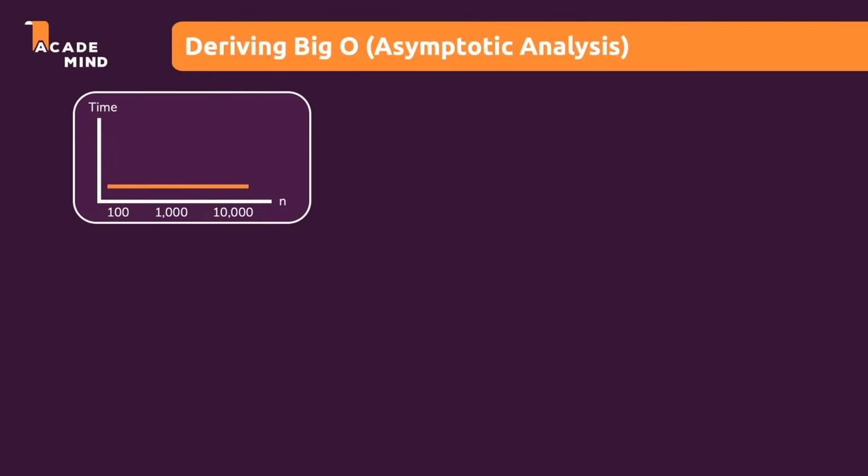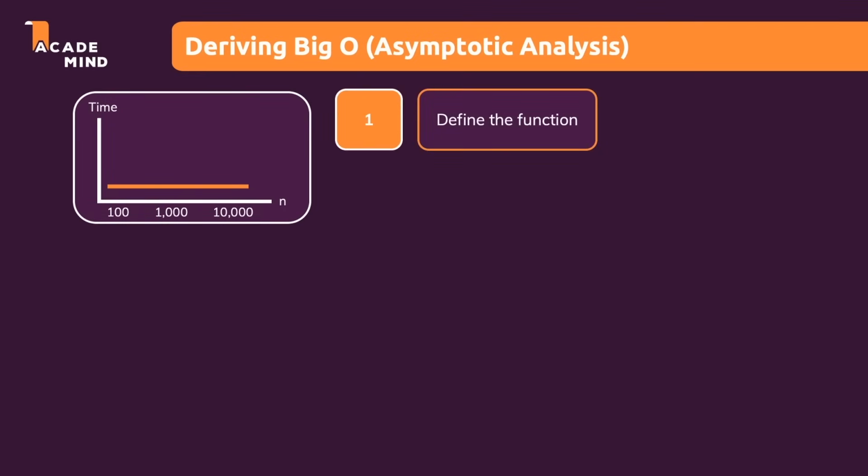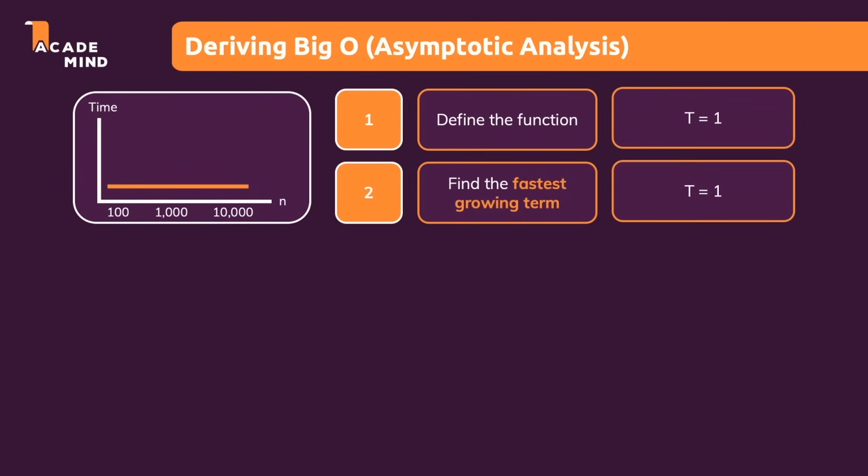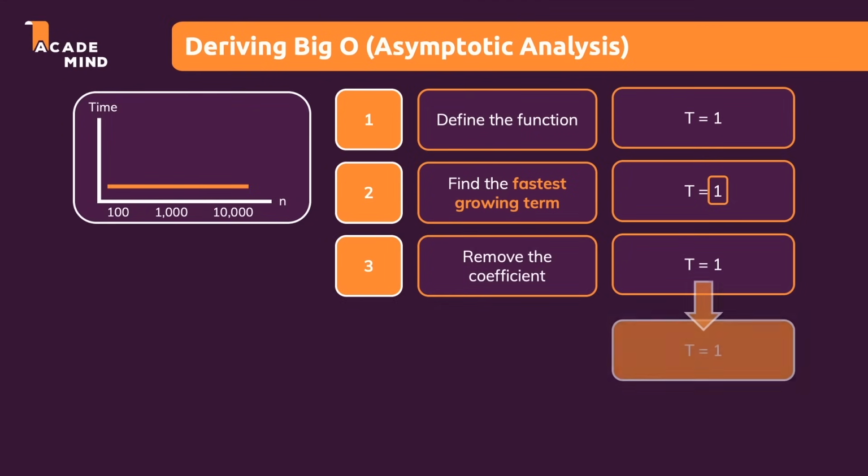So if we would want to derive big O here, then we would define the function. Well, we did that. It's t equals 1. And here, of course, there is no more general form because there is no n in it. If we find the fastest growing term, that's of course 1. It's not growing at all, but it's the only term we got. And if we want to remove the coefficient, there is nothing to remove. So t equals 1 is our final time complexity function.